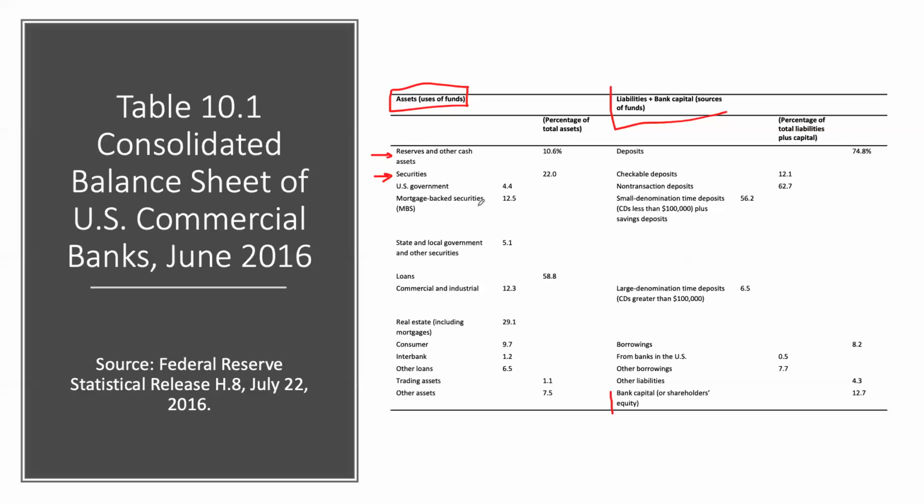And now, it is listed in the form of securities. The biggest asset, obviously, that the bank has is the loans that it makes. About 58.8% of the bank's assets are in the form of loans. Why is a loan an asset to the bank? Because the claim is from the bank on somebody else for payment, right?